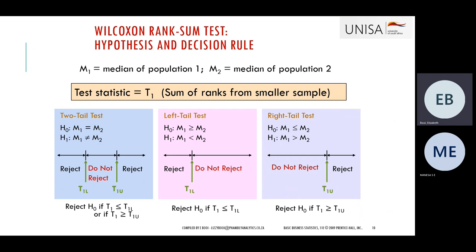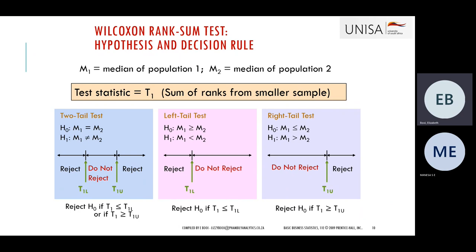In terms of stating your null hypothesis, if it's a two-tailed test, you will say the median for population one is the same as the median for population two. The alternative will state that they are not the same. So you can use M1 equal M2 for the null, and in your alternative hypothesis, you will state that M1 is not equal to M2. Therefore, it means there are some differences.